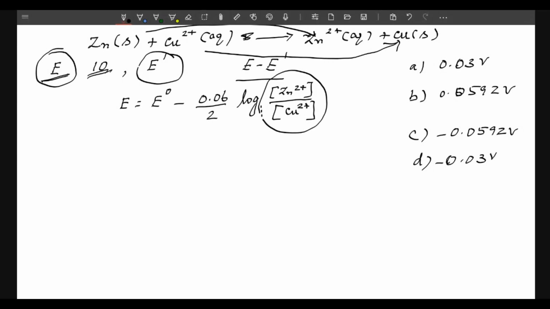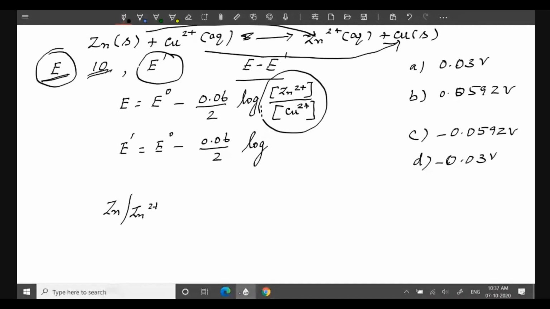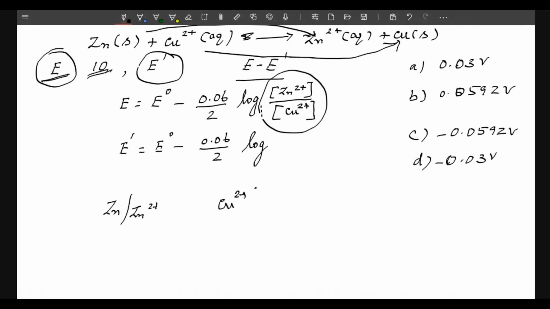Then they ask what E prime is for the same electrodes, zinc and copper. Therefore, E naught is the same, minus 0.06, and the number of electrons involved in the process is also the same, into log of the changed quotient. The anode compartment means which concentration is to be changed? Anybody? Zinc 2 plus. It is the anode, because if you write down the cell, zinc bar zinc 2 plus and copper 2 plus bar copper. This is the anode and this is the cathode.